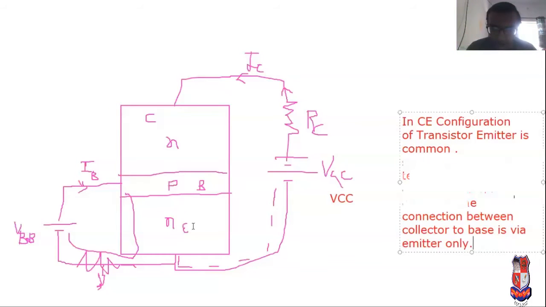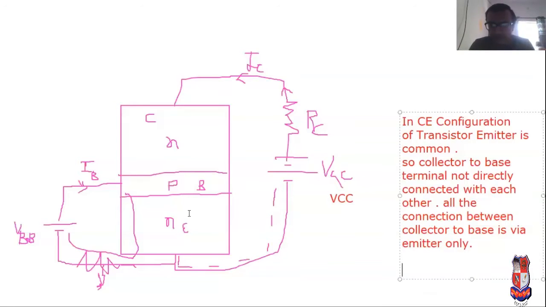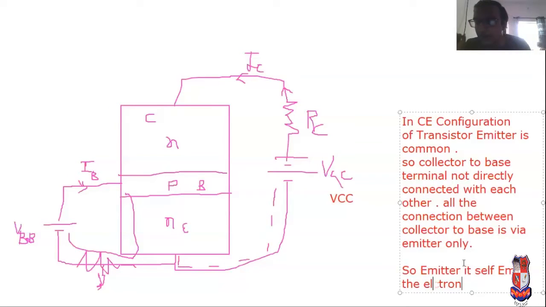If the emitter is common, that's why all the electrons can be transferred to the base. It is via the emitter. So the emitter itself emits the electrons. That's why a large number of electrons can travel from the emitter to the base.